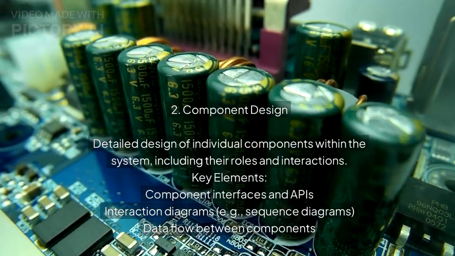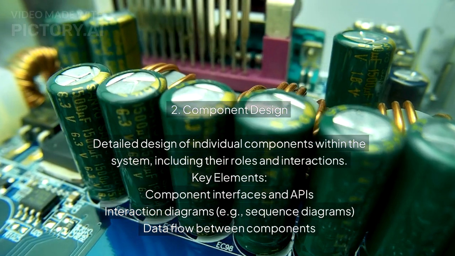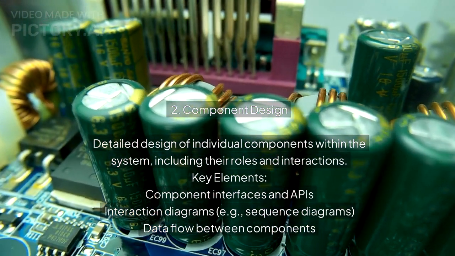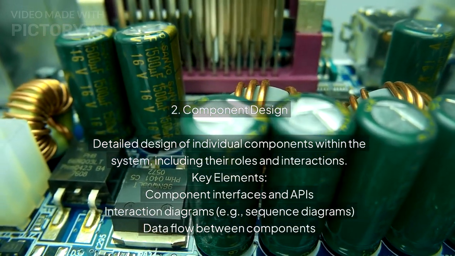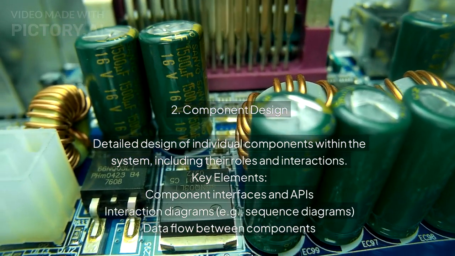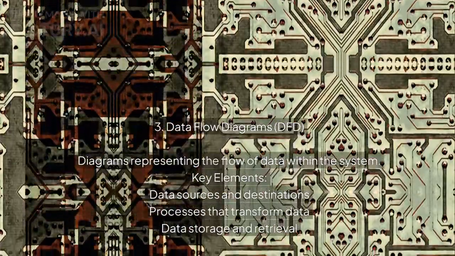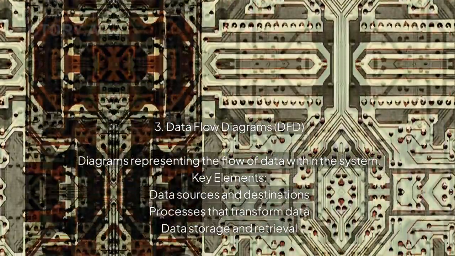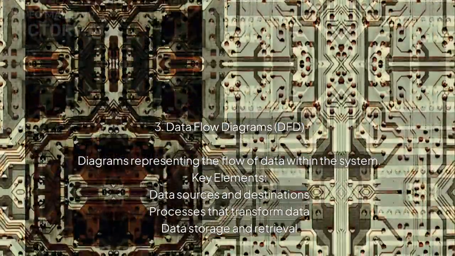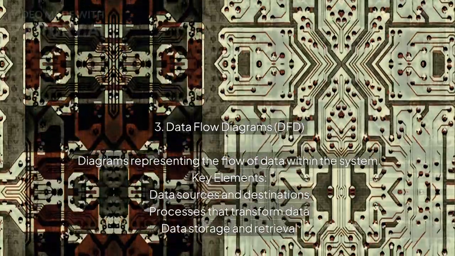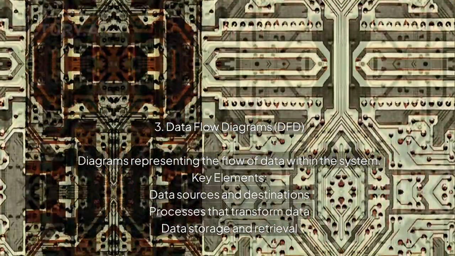2. Component design: detailed design of individual components within the system, including their roles and interactions. Key elements: component interfaces and APIs, interaction diagrams, e.g., sequence diagrams, data flow between components. 3. Data flow diagrams, DFD: diagrams representing the flow of data within the system. Key elements: data sources and destinations, processes that transform data, storage and retrieval.